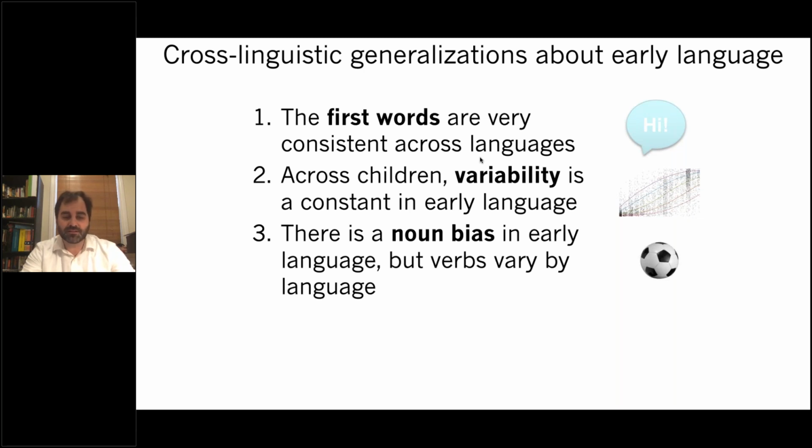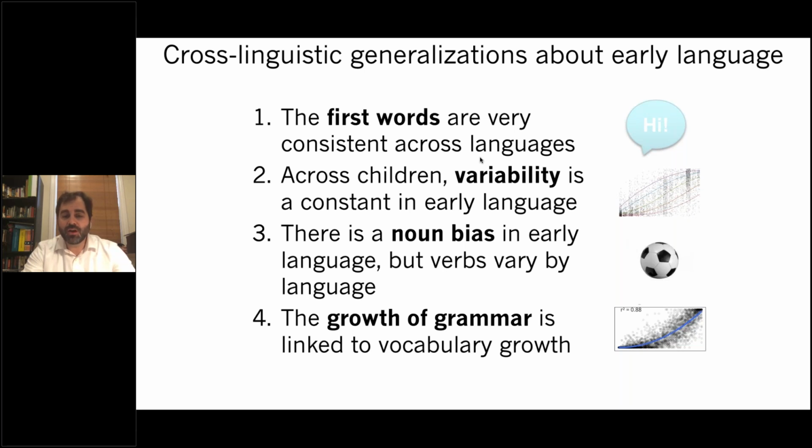We replicated the finding that there's a noun bias in early language. So across languages, there's some degree of positive bias for nouns relative to other words. But in contrast, we find that the bias for or against verbs in early language is actually driven by the linguistic content of the language. So there's substantial variability there, with some languages showing a negative verb bias and some languages showing a positive one.